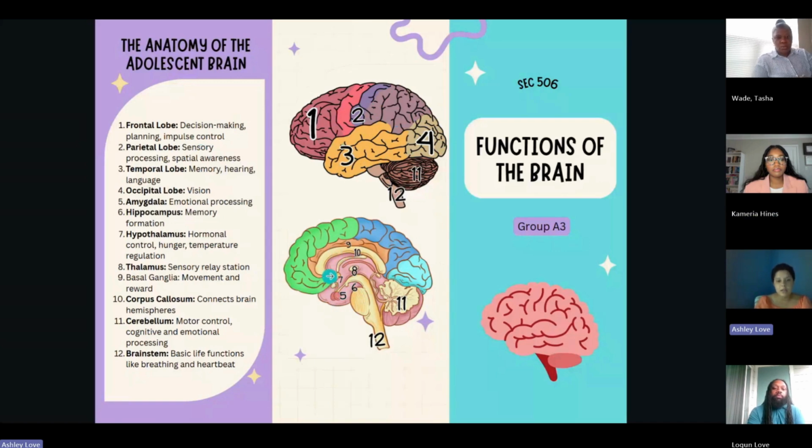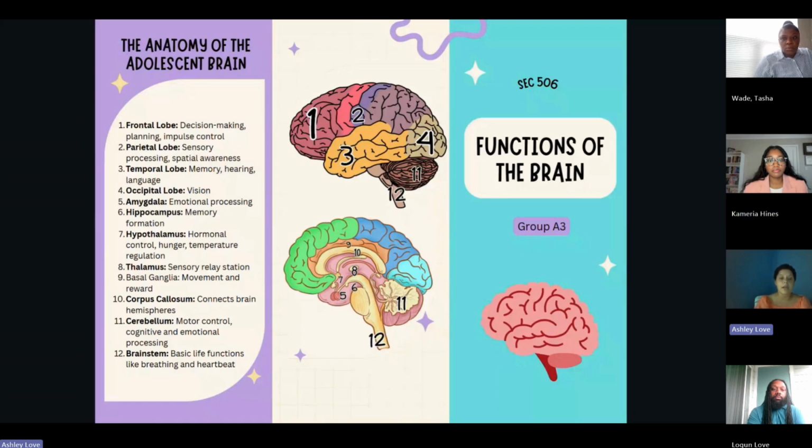6 is the hippocampus right here, memory formation. 7, this guy right here, that is your hypothalamus, that is hormonal control, hunger, and temperature regulation. 8 right here, this guy in the middle of the second image is your thalamus, which is anything to do with sensory.